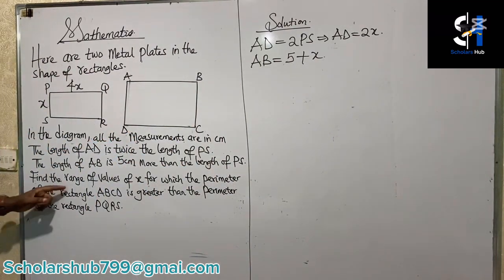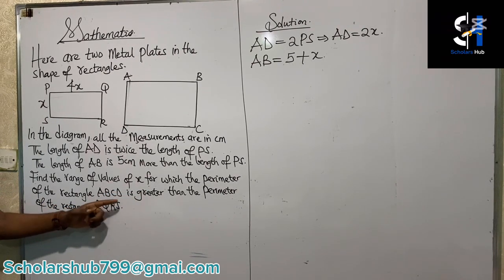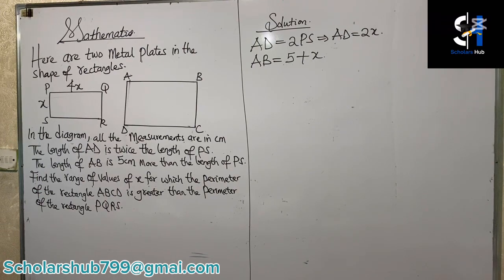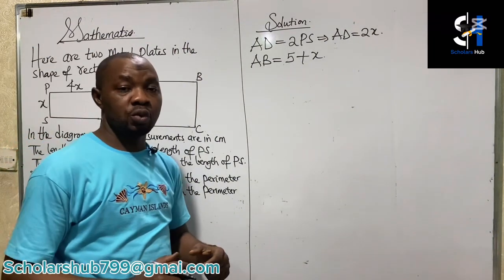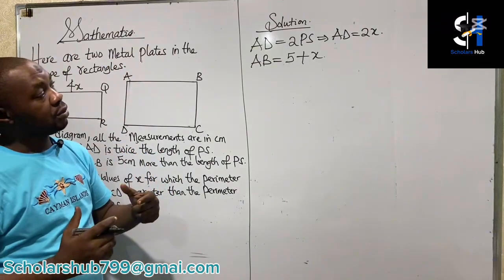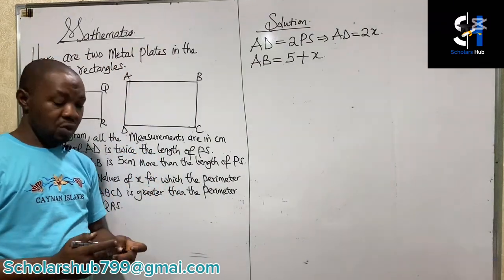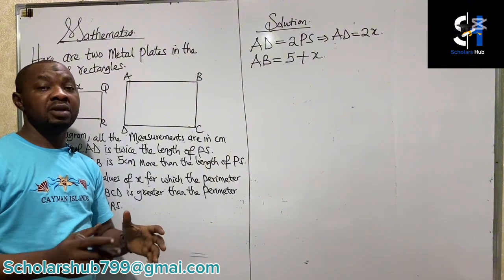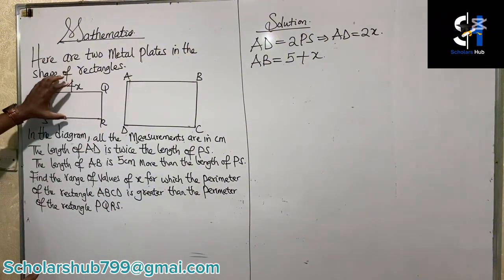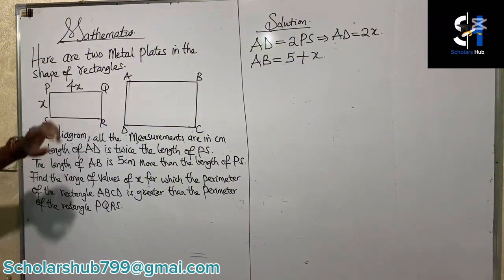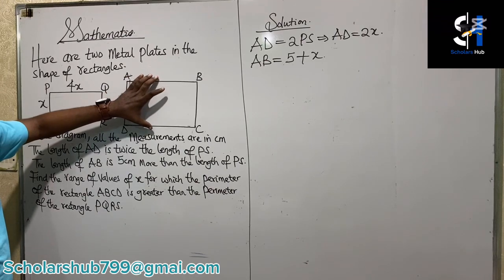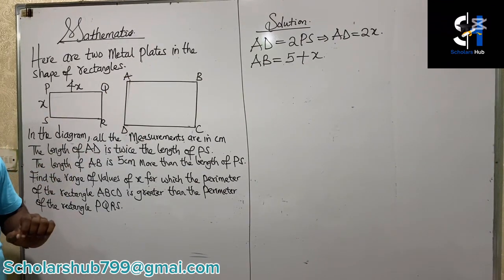Now, find the range of values of X for which the perimeter of the rectangle ABCD is greater than the perimeter of the rectangle PQRS. So the first thing we need to do in this case is to write an expression for the perimeter of rectangle PQRS and also an expression for the perimeter of rectangle ABCD.